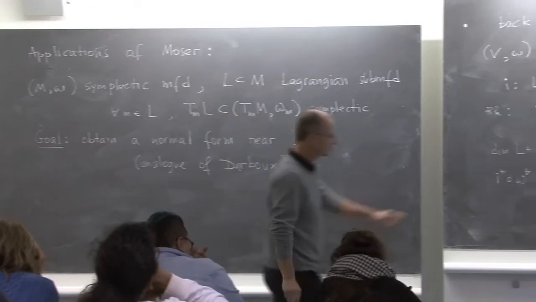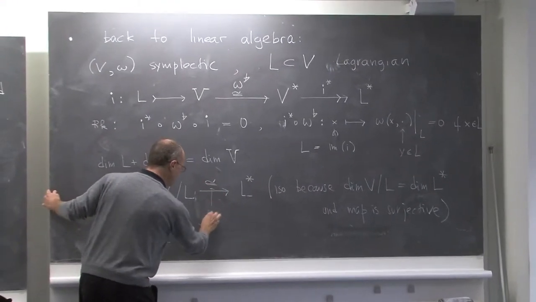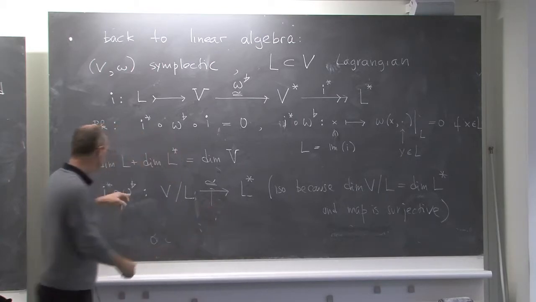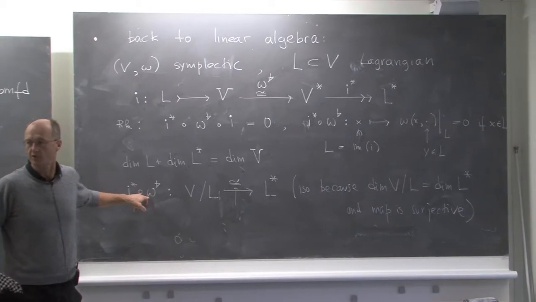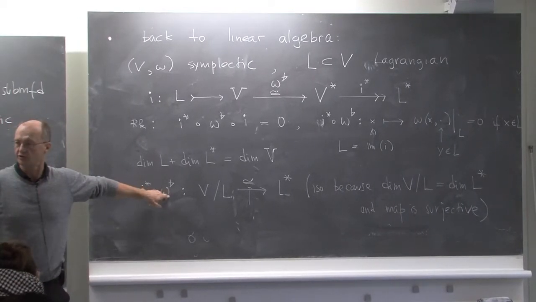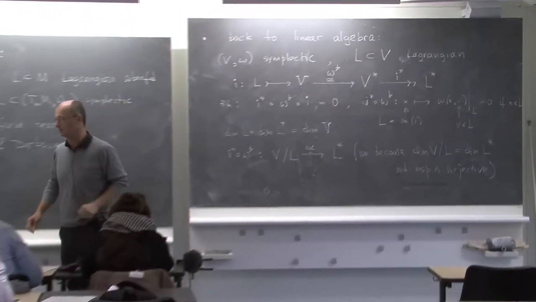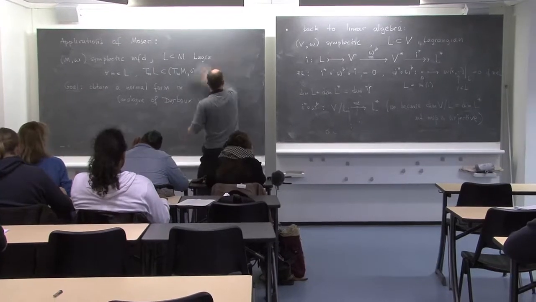Maybe the last remark over here. So this isomorphism is induced by this form omega, right? So there is the dual of the embedding, but there is also this omega flat. So omega flat plays an important role there.